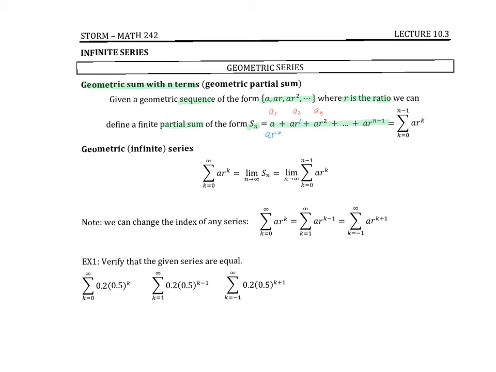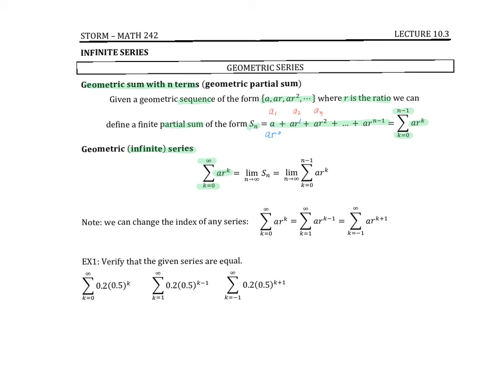So this finite sum can be written using summation notation. The expression is a times r to some exponent k, and since the first exponent we start with is 0, my k value will start with 0, and then I end with exponent n minus 1. So that's just a partial sum of n terms. So let's see if we can create our infinite series. Let's say we start with k equal to 0. We have the same expression, but now we're going to go to infinity.